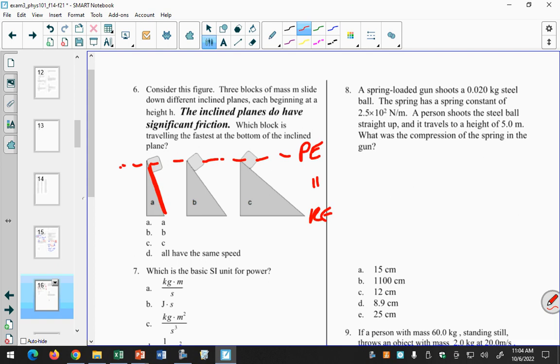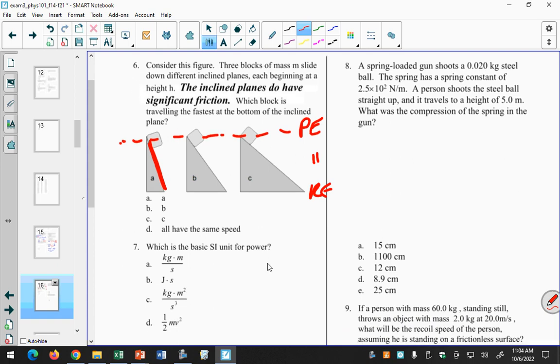So the answer would be A for this question, but I've rewritten this question in the past, and I say, what if there is no friction? If there is no friction, they all go the same speed. But if there is friction, then A is going to be going faster, because that friction takes away less energy.